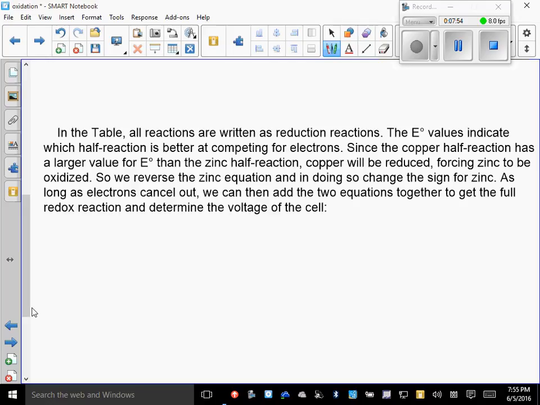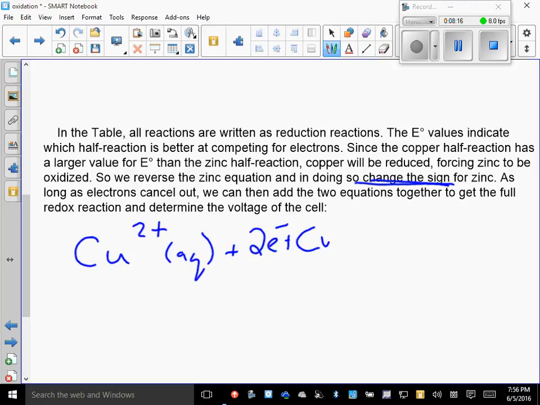So we reverse the zinc equation, and in doing so, change the sign for zinc. As long as electrons cancel out, we can then add the equations together to get the full redox and determine the voltage of the cell. Okay, so we keep copper as is. Oops, that should be a line. I'm just copying this right from the table. So if you can't read something, you should just look on the table.